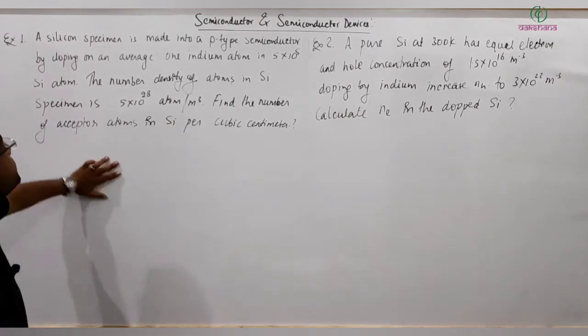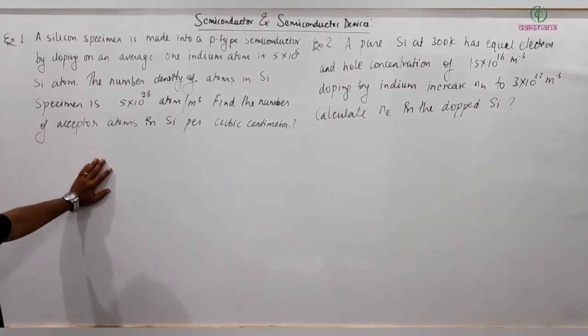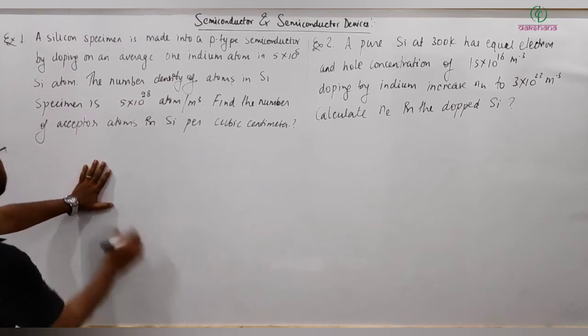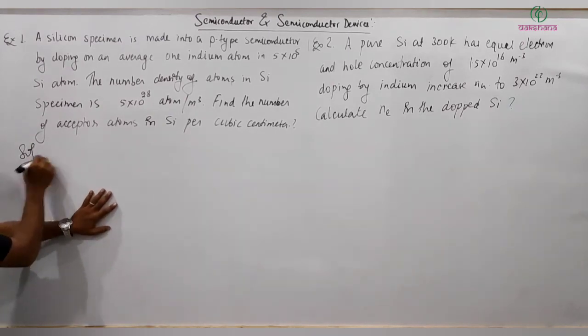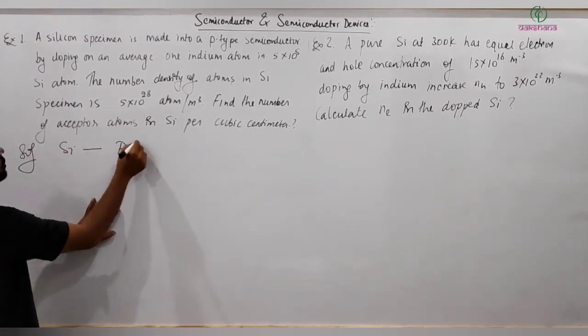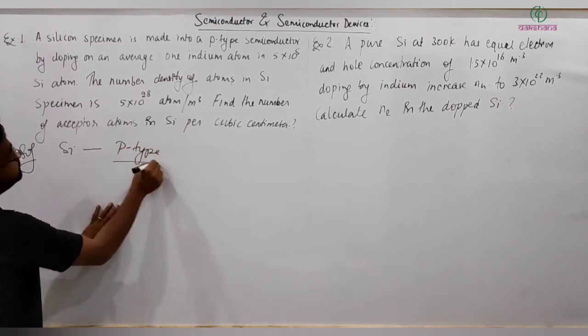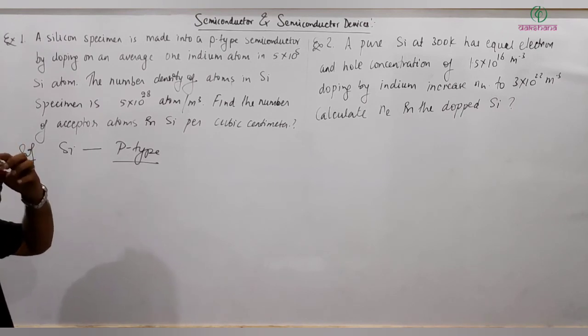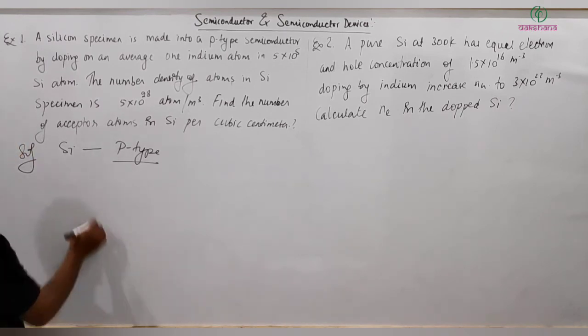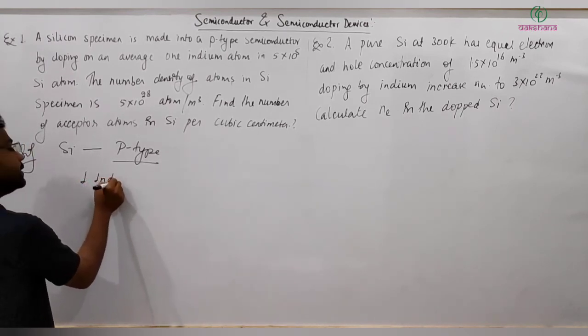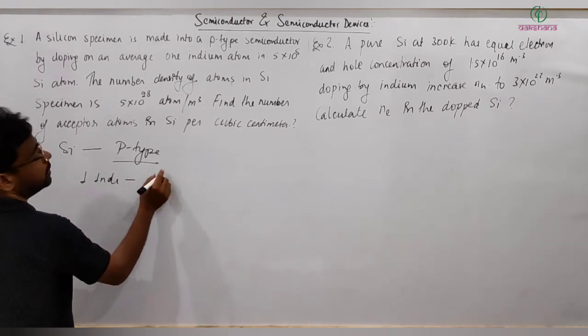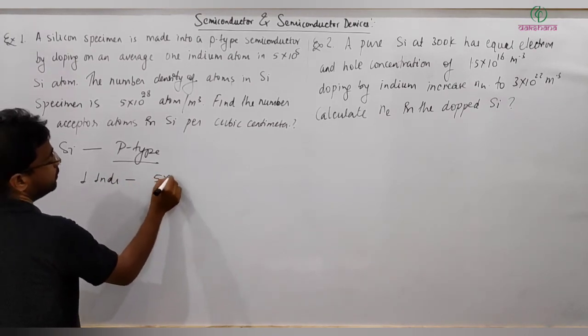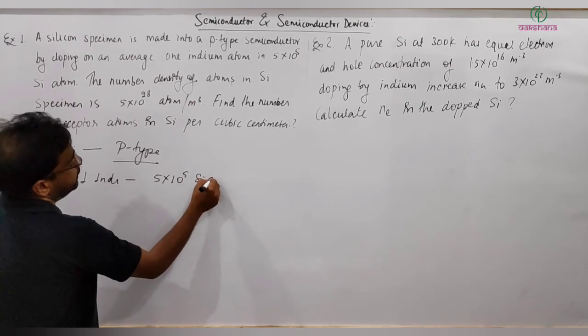Here a silicon specimen is made into a p-type semiconductor. You must understand how it is made p-type. So silicon is made into p-type semiconductor by doping on an average one indium atom in 5 into 10 raised to power 5 silicon atoms.